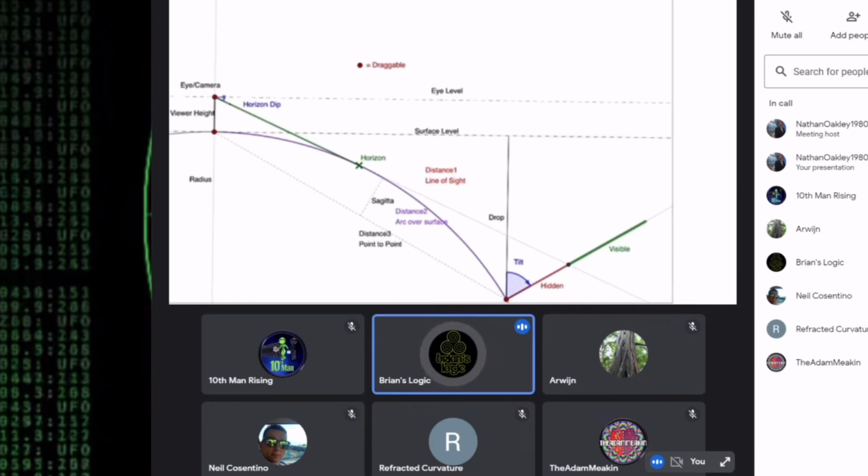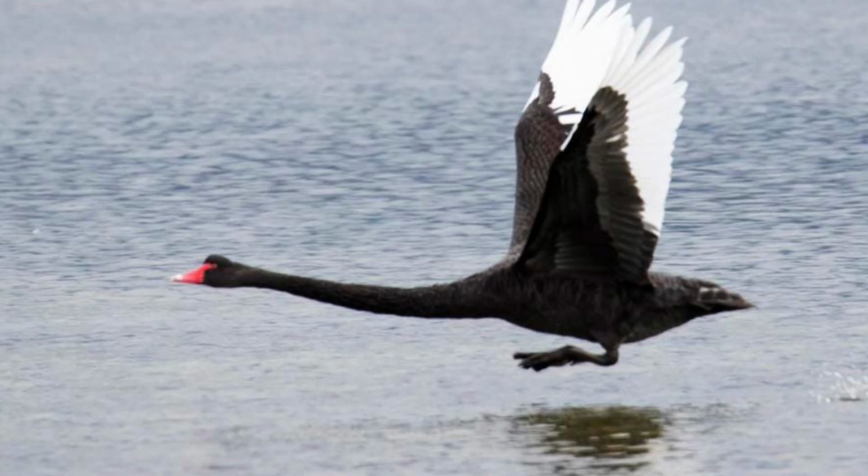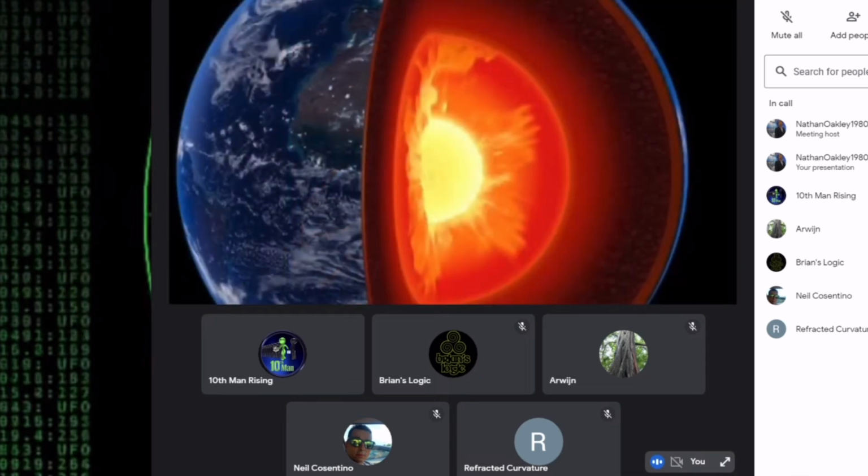Y'all can't even repeat my claim back. What the hell? My argument is simple. The line of sight is straight. That's all it is. Sometimes it's easier to assume that everything is flat so that people don't overthink things.